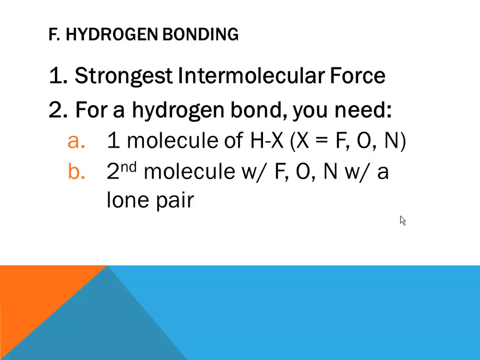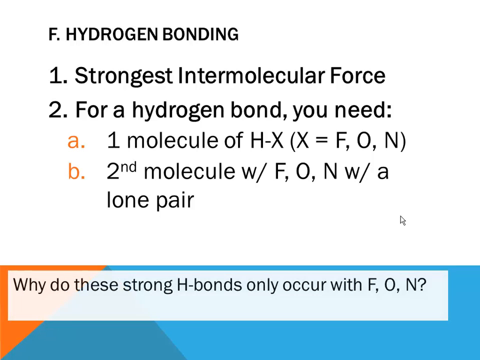Alright, hydrogen bonding. Hydrogen bonding is a very strong intermolecular force. It only deals with 3 atoms, well, obviously hydrogen, when hydrogen is bonded with fluorine, oxygen, and nitrogen. So you're talking about hydrogen fluoride, you're talking about water, and you're talking about ammonia. So why do these strong hydrogen bonds only occur with F, O, and N? You gotta go back to the periodic table and electronegativity. Fluorine's most electronegative, then oxygen, then nitrogen.